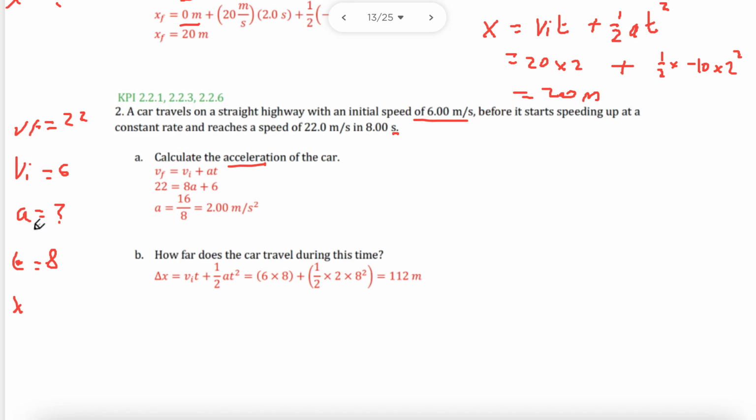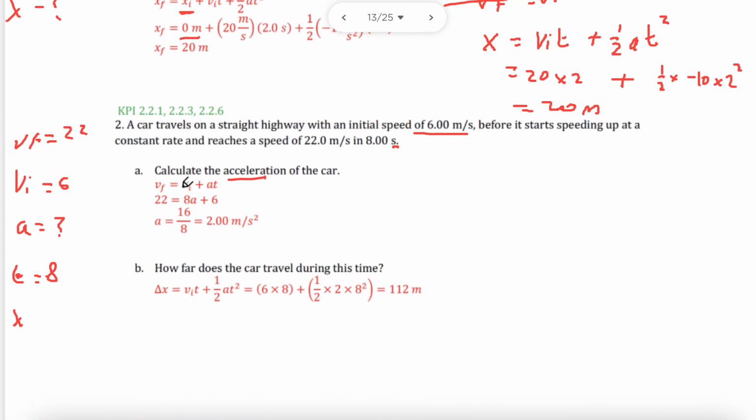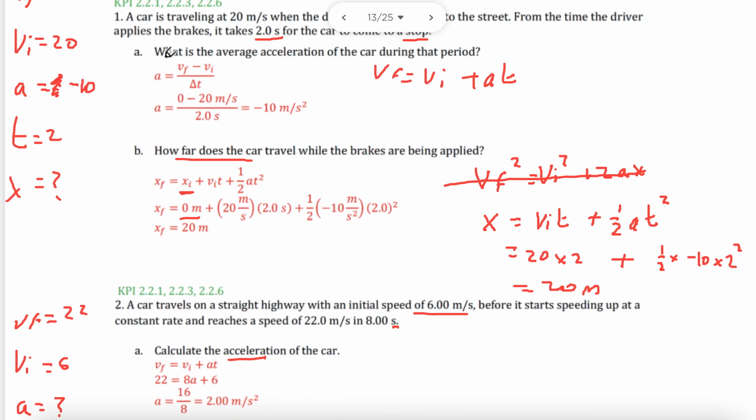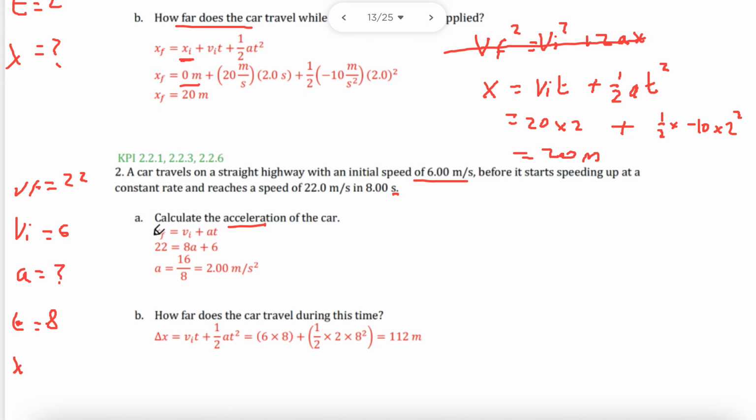VF, VI, T, A, same as above, same formula. You can go ahead and see it from here. This time they started with the rearranged version, and this time they did it the way I did it. They had the original equation and then they put the numbers in. So either way, whatever you're comfortable with, you can go ahead and solve it that way. V final was 22. V initial was 6. They've rearranged it for some reason. I don't know why. Let me write it again.